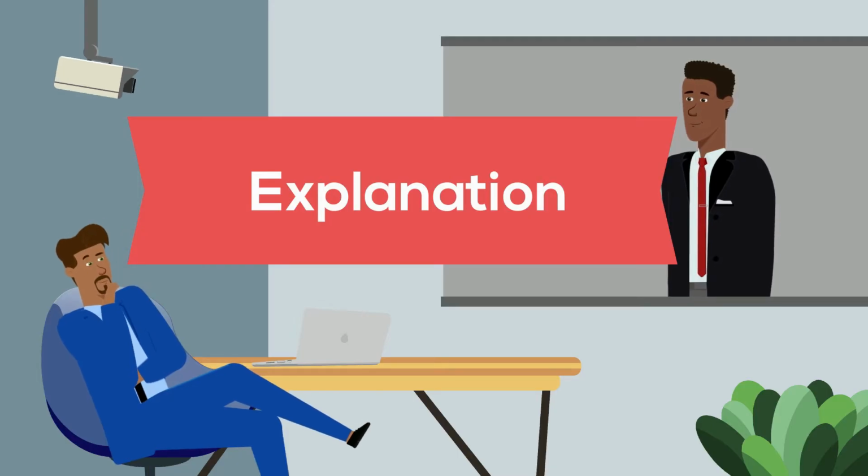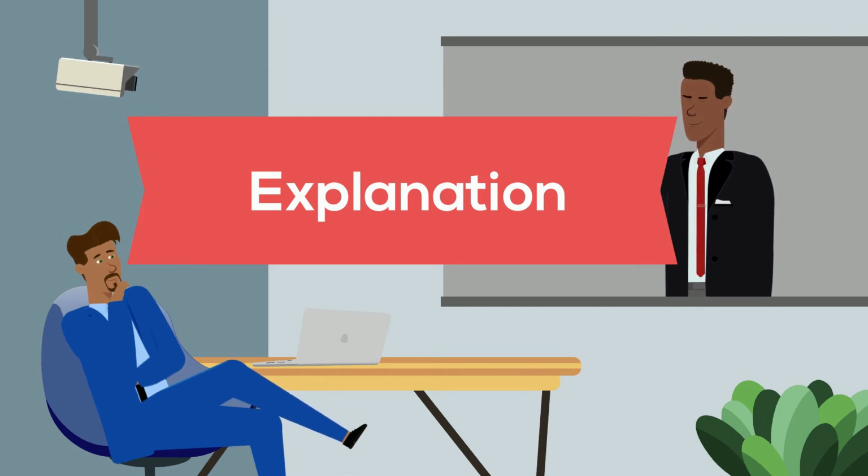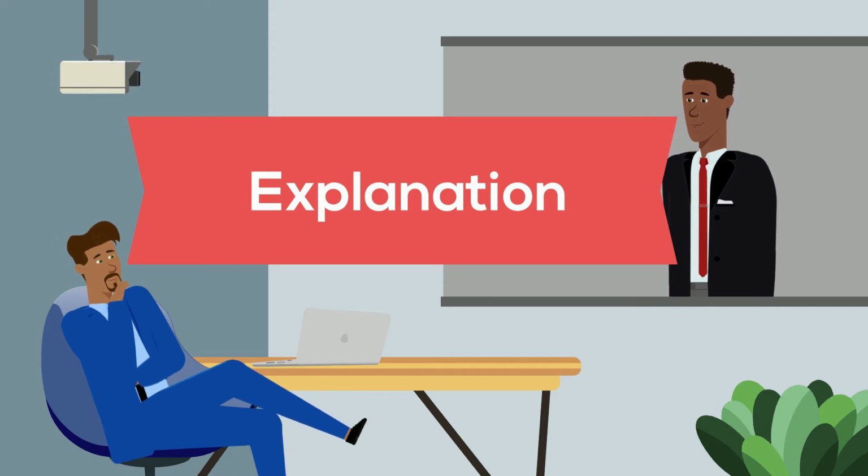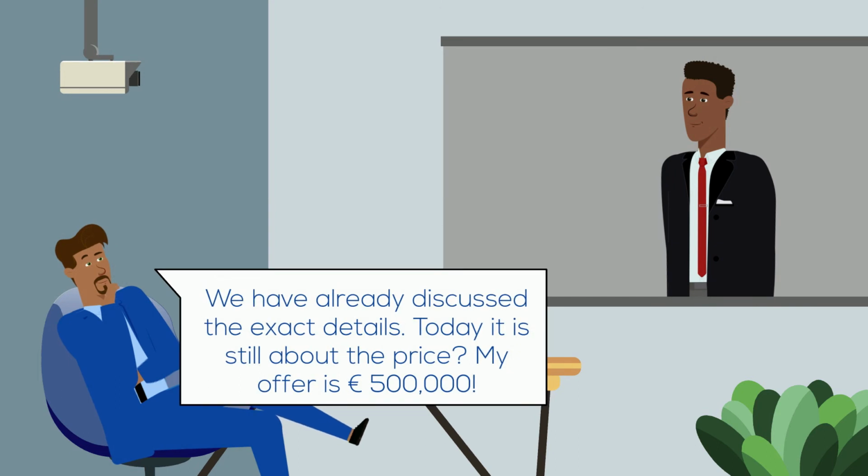Mr. Alexander has been negotiating with Mr. Jones for 3 months about the sale of his company. The major part has already been agreed, so the what, the content, and it is now about the exact price. Let's have a look. We have already discussed the exact details. Today it is still about the price.